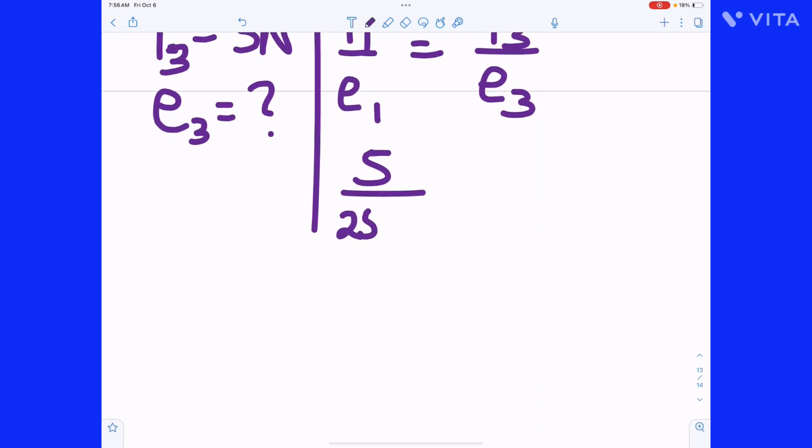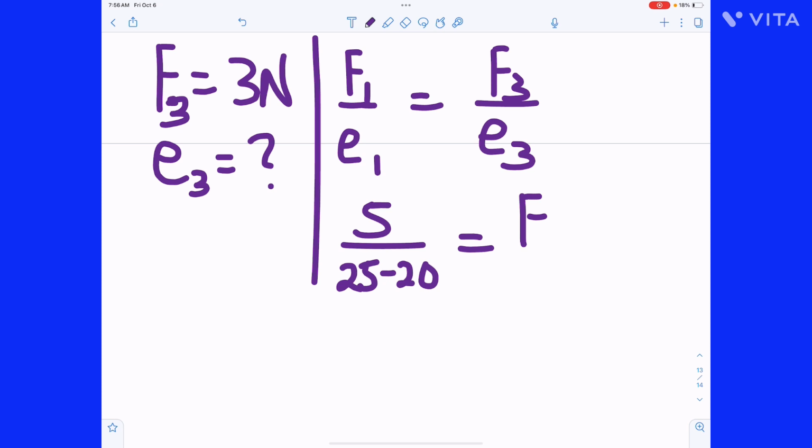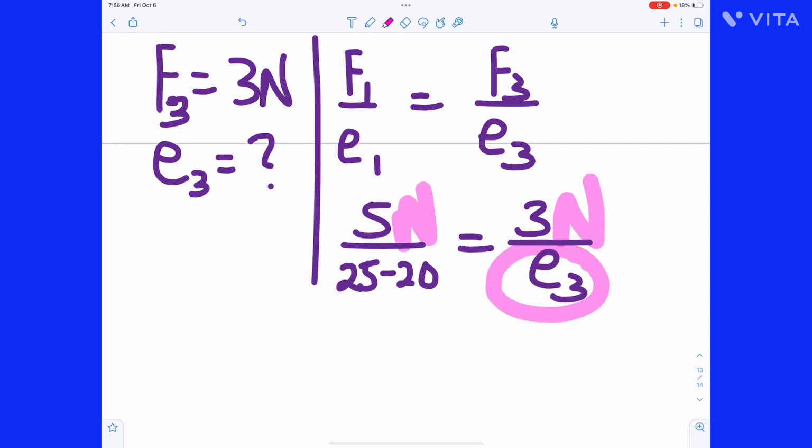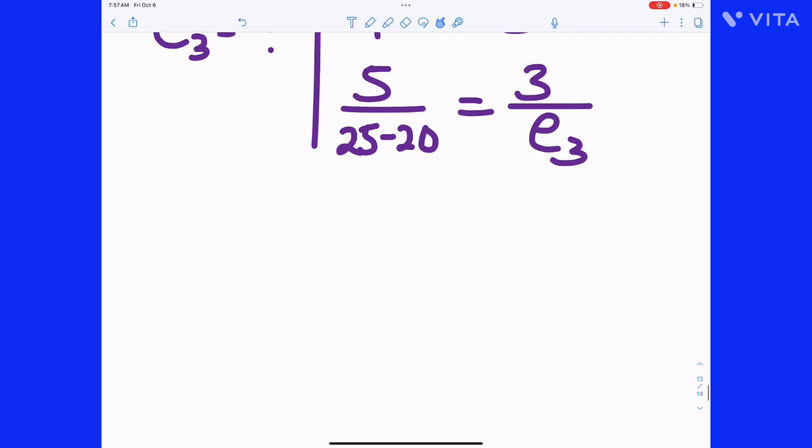So this gives me 5 over 25 minus 20 will be equal, according to Hooke's law, to 3 newtons over E3. If the 5 newton force produces an extension of 25 minus 20, which is 5 centimeters, I am now looking for what extension will be produced by the 3 newton force. So I just put E3. I don't need L3, L1, blah, blah, blah. I just put E3. So let's cross multiply.